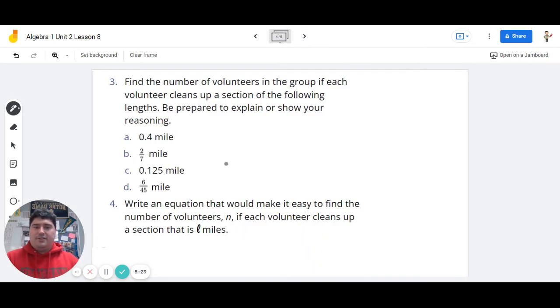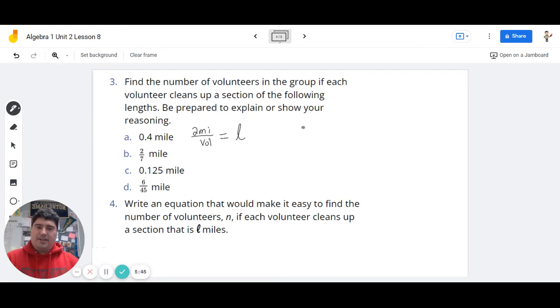Find the number of volunteers in the group if each volunteer cleans up a section of the following lengths. Be prepared to explain or show your reasoning. Okay, so remember that it's 2 miles divided by the number of volunteers is equal to this length, right?